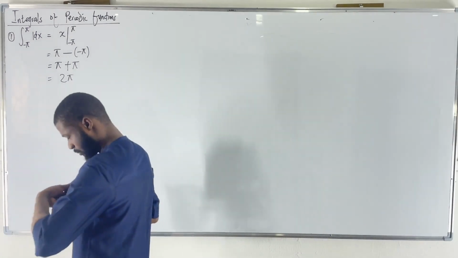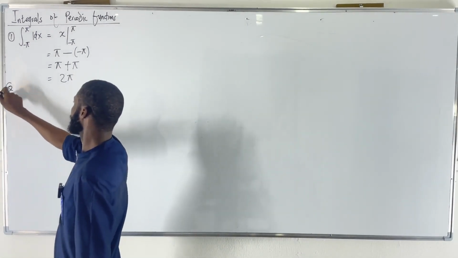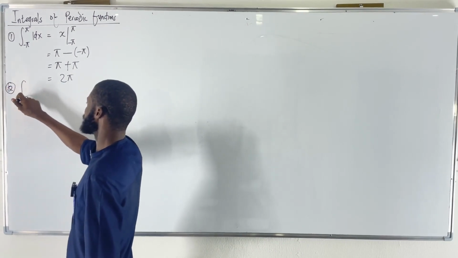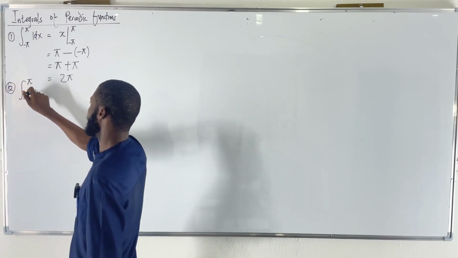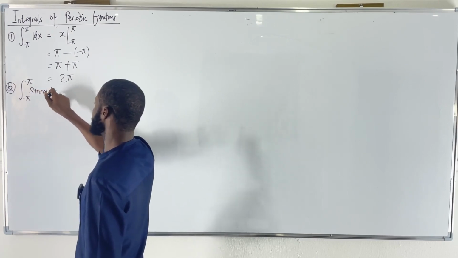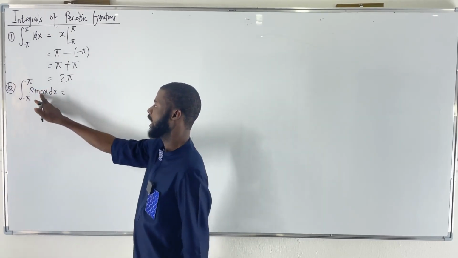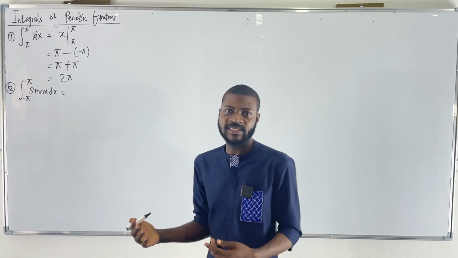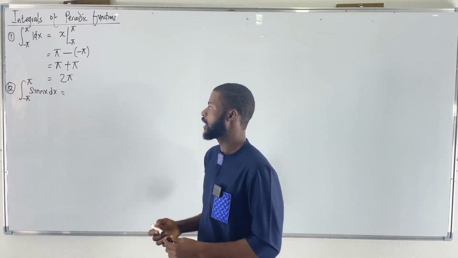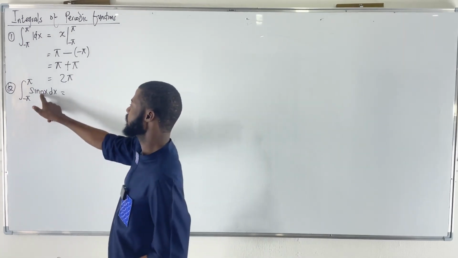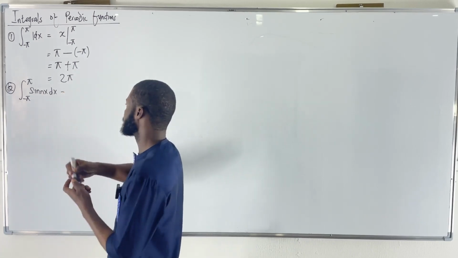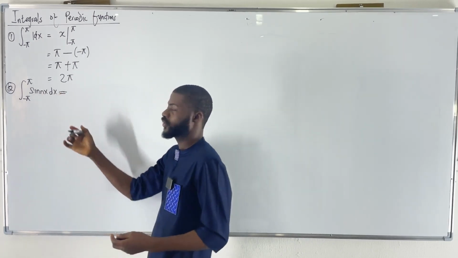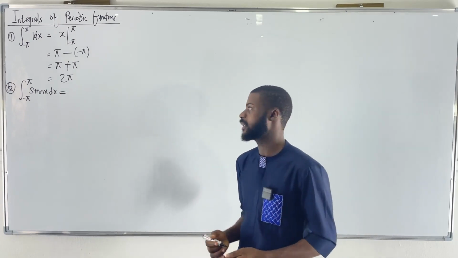Number two, if you integrate from minus pi to pi of sine nx, what do we get? Now, why did we put in n? In case there's a number you want to place inside this very function. That's why the n is here. We're going to learn about the n also when we step into Fourier series properly.